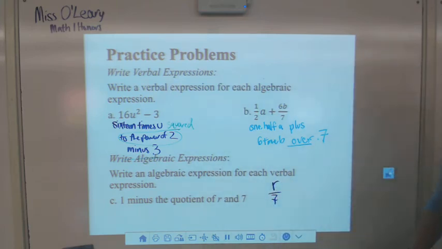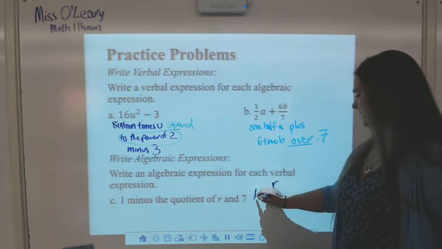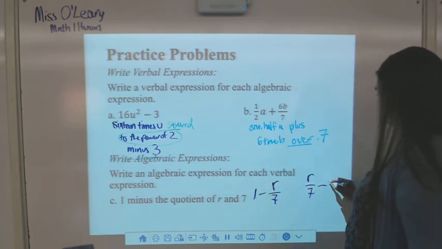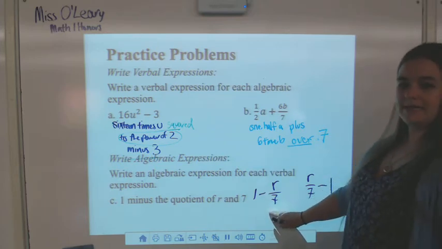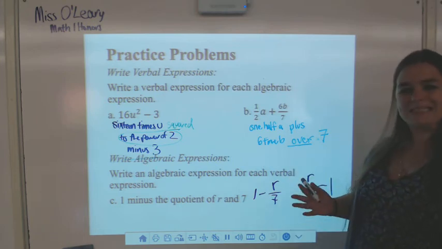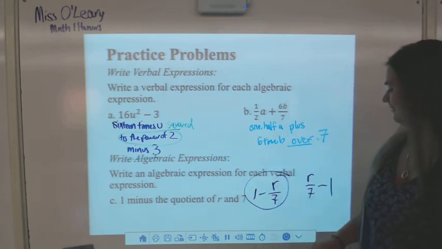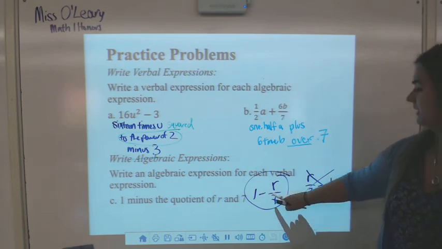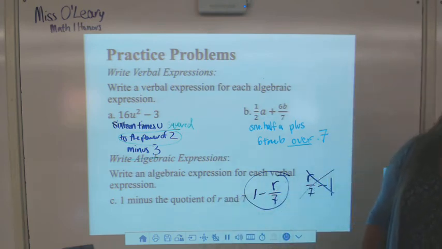Now, when I'm looking at this here, I see minus, so I know it's subtraction, so I want to think about it, but I don't want to trip myself up. Is this one telling me this or this? I have 1 minus r over 7, or r over 7 minus 1. Well, as soon as I say it out loud, I can see that this one is correct. I have 1 minus r over 7. This one would tell me 1 less than r over 7, or 1 subtracted from r over 7. So this one is the correct answer for C.